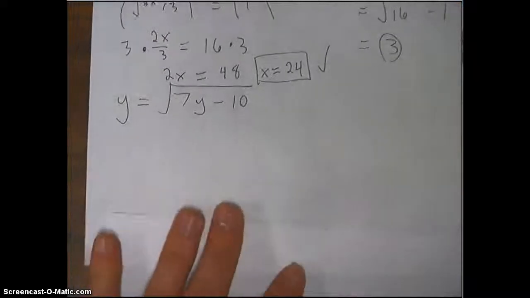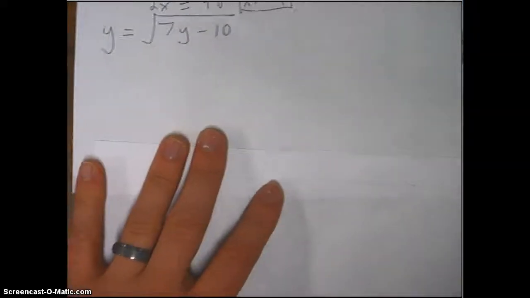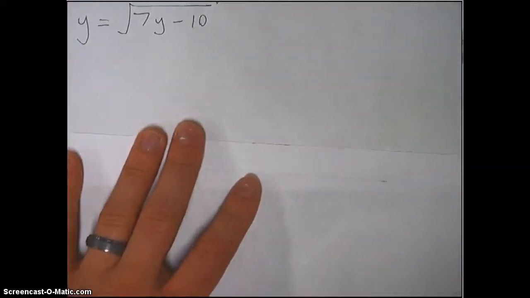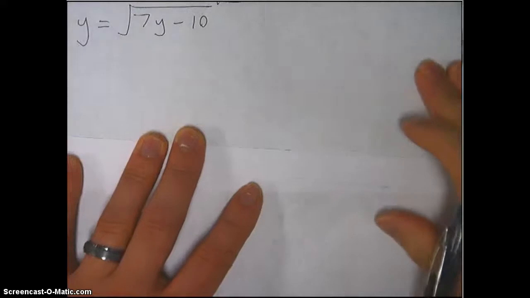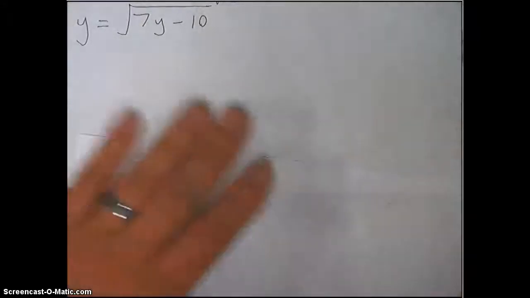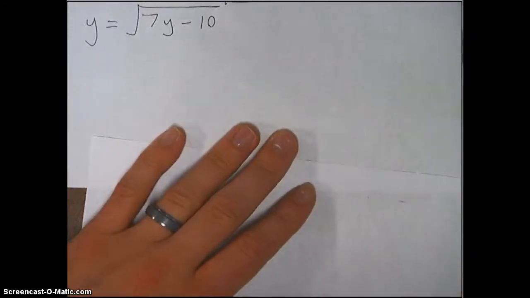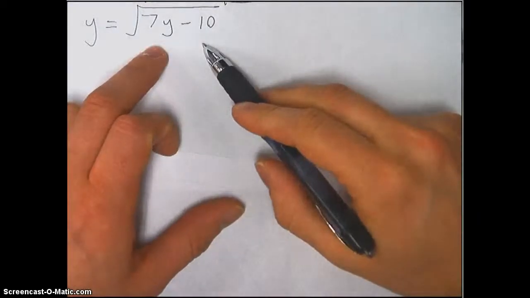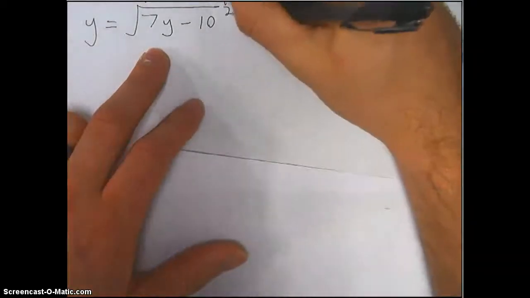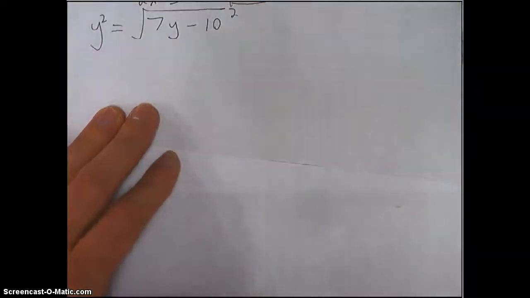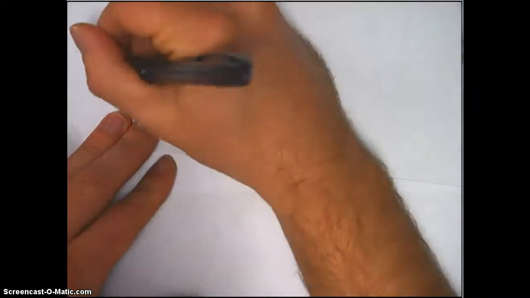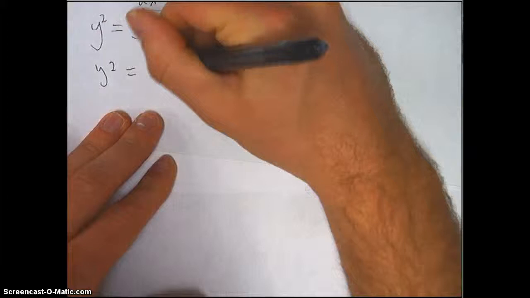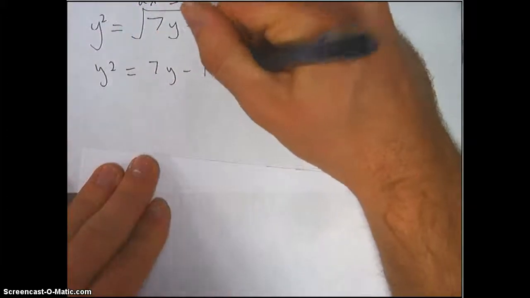Now here's a bit of a tricky one, because we've got variables on both sides. Generally what you do is you try to get all the variables on the same side, but it's hard to do with the square root in the problem there. So we'll start by squaring the entirety of both sides to get rid of the square root. So it gives me y squared equals 7y minus 10.